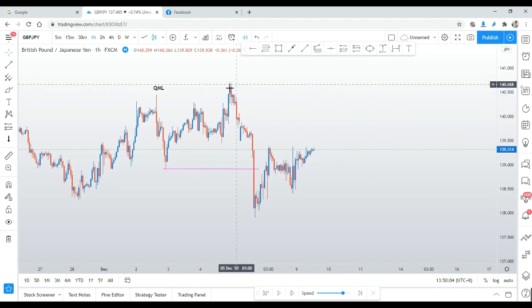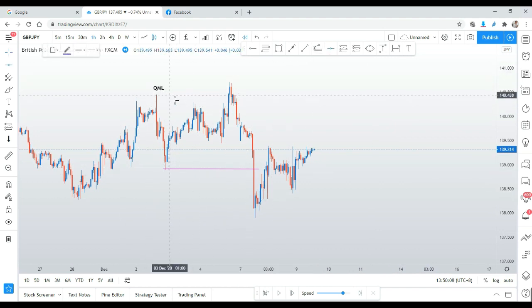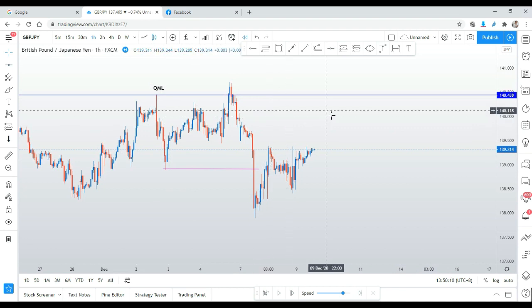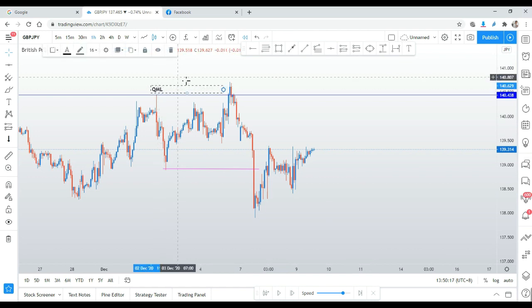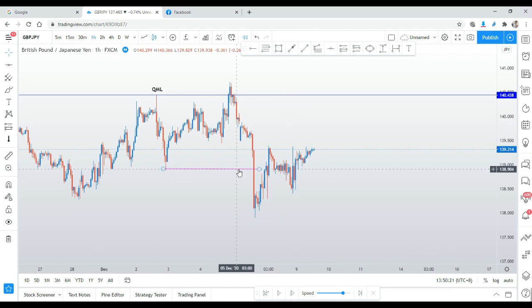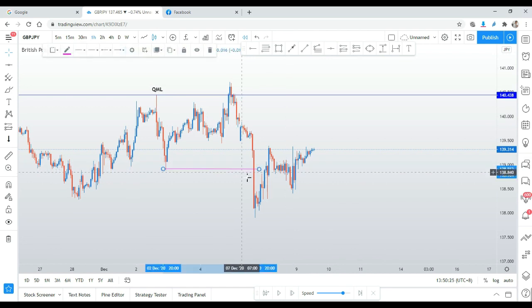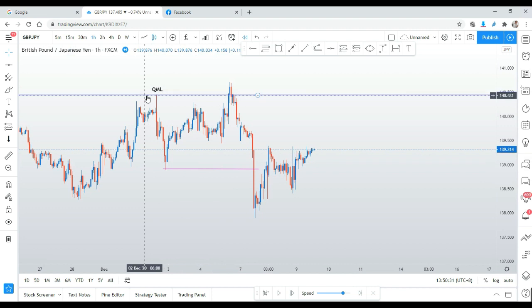First of all, this is the QML, and we put a horizontal line at the QML. So now the question here is, is QML important? Quasimodo level, is it important? My answer is no, and no. Please don't ask me again why I enter not at QML level. Please. QML is just a signal to tell you that the trend is going to reverse.